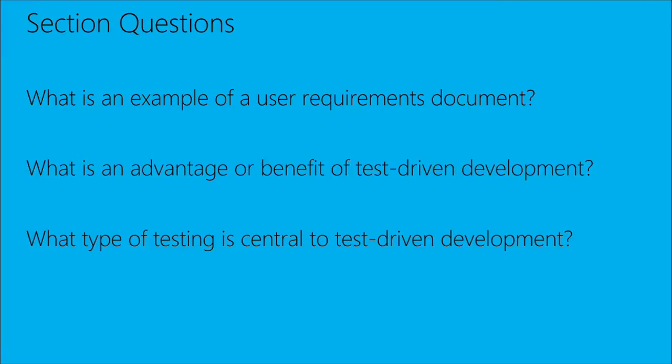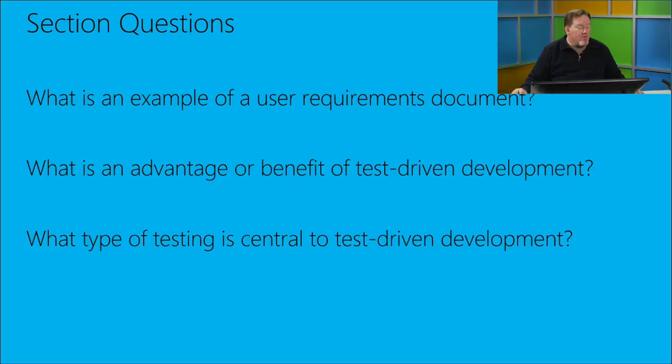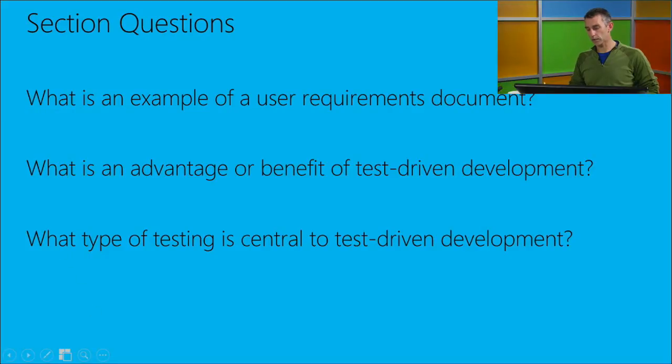So we have our section questions. Eric, so what's an example of a user requirements document? So these are what we just talked about: use case diagrams and user scenarios. Okay. And what's the advantage or benefits of test-driven development? In test-driven development, the test cases are used as the documentation, and there's a heavy use of automation. Okay. And then finally, what type of testing is central to test-driven development? Those are the automated unit tests. Okay, great.